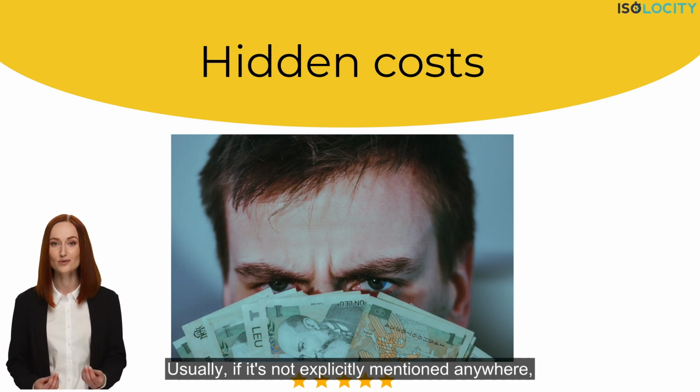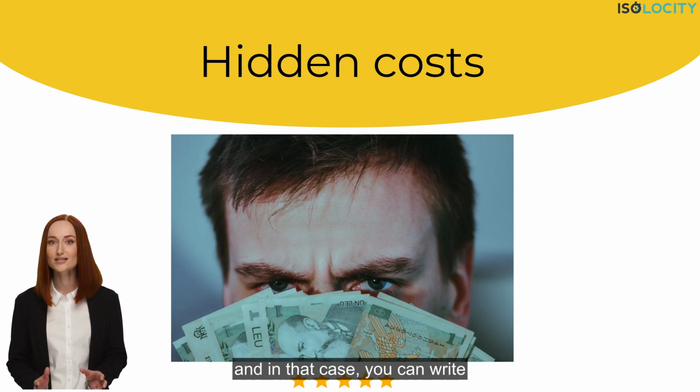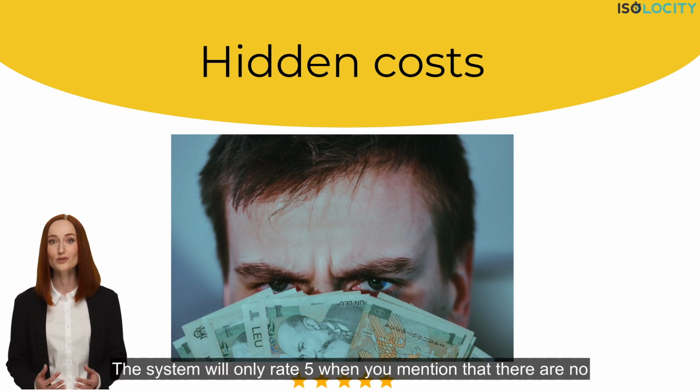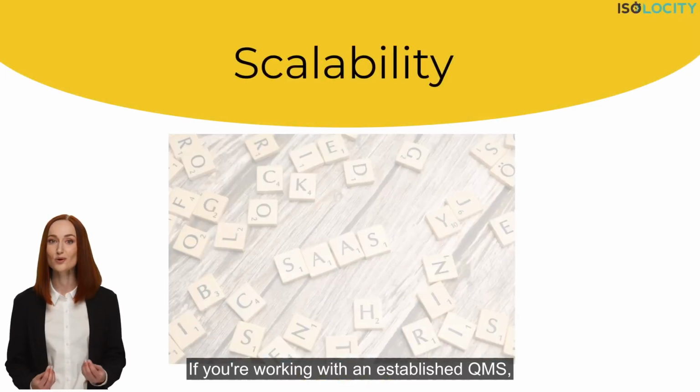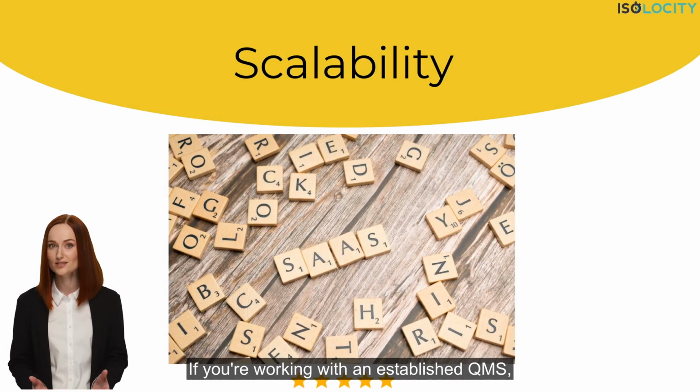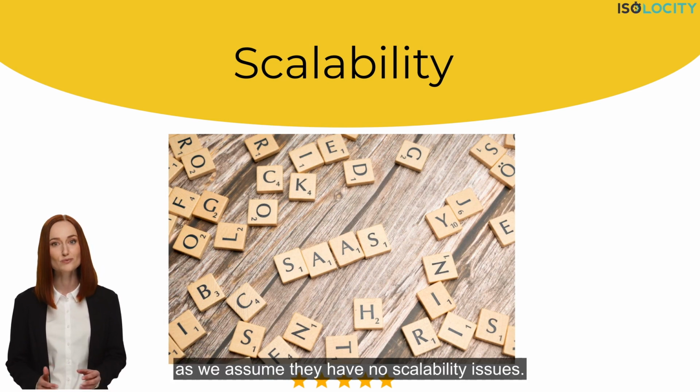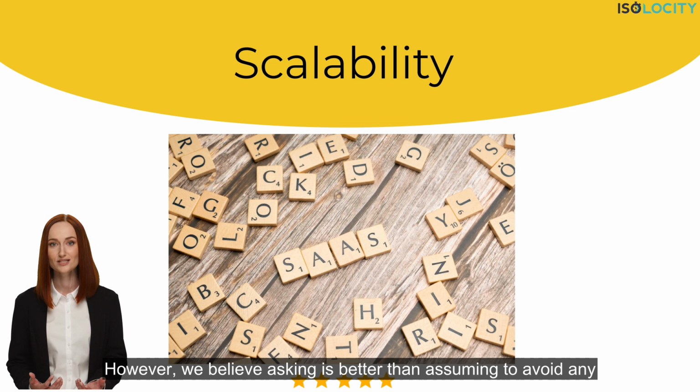Usually, if it's not explicitly mentioned anywhere, chances are there will be hidden costs, and in that case, you can write not sure or anything else. The system will only rate 5 when you mention that there are no hidden costs. If you're working with an established QMS, this might not be relevant, as we assume they have no scalability issues. However, we believe asking is better than assuming to avoid any ambiguity.